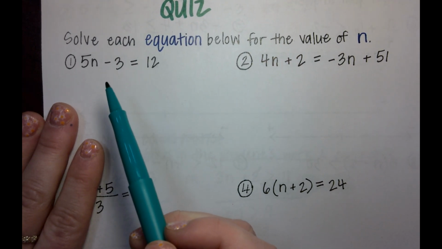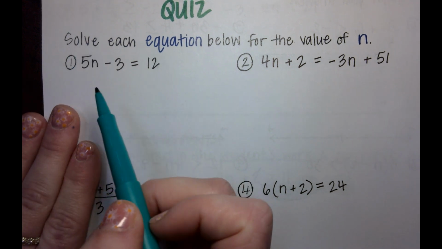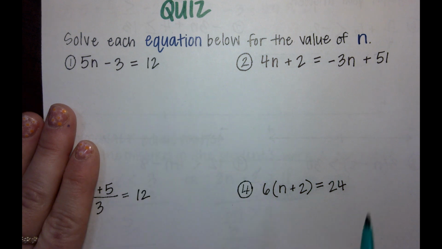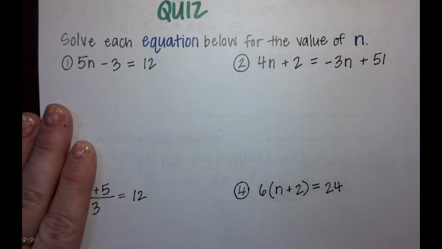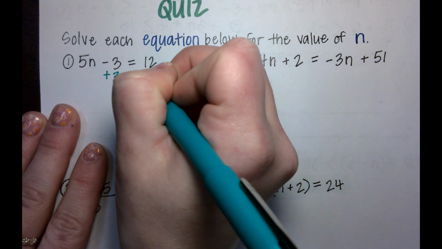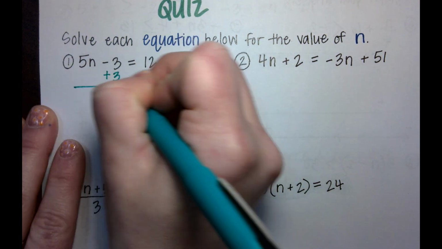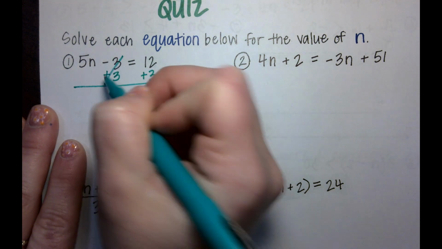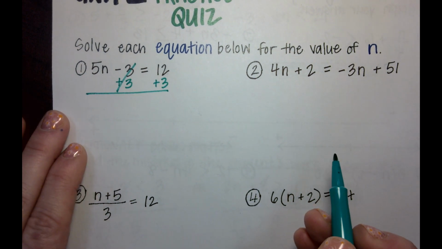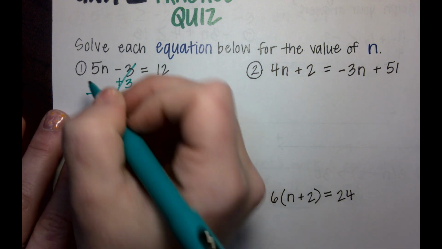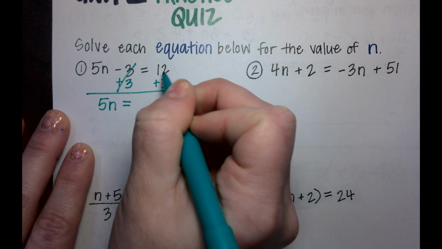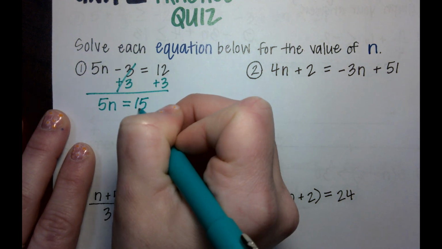Remember, equations are just like inequalities. You just don't have to worry about the signs. I have 5n minus 3 is equal to 12. What should I do first? Add 3. Good. Let's add 3 to both sides. My 3's will cancel. What do I do next? Bring down your 5n equals 15. Good. Let's bring down our 5n equals, and then 12 plus 3 is 15.